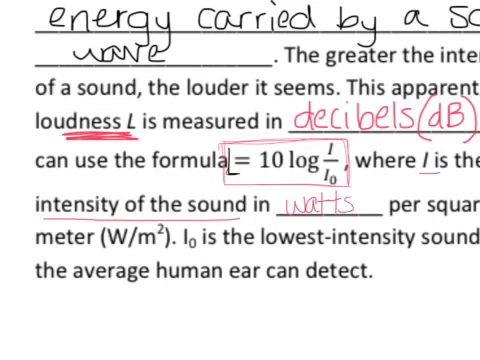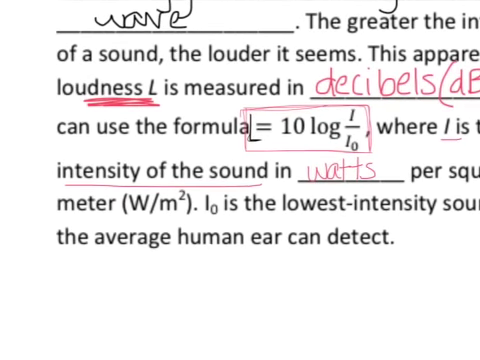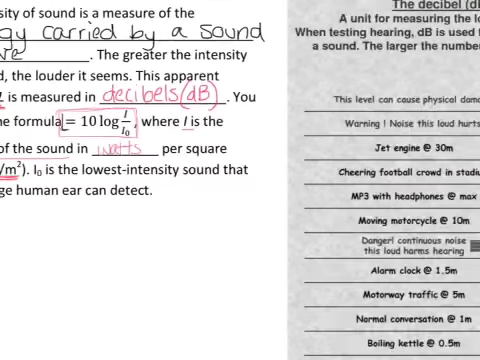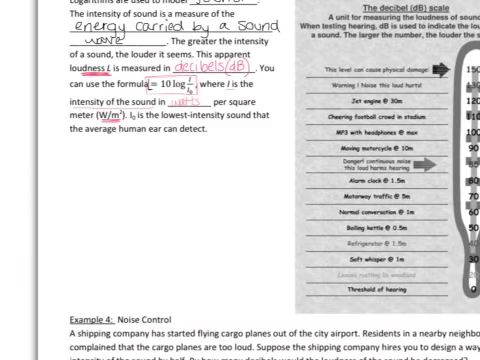So L is the loudness, I is the intensity. Loudness is decibels, intensity is watts, and it's actually watts per square meter. Here's the little symbol for it. I naught, I with subscript 0, is the lowest intensity sound the average human ear can detect, which on this little chart, the threshold of hearing, is I naught.